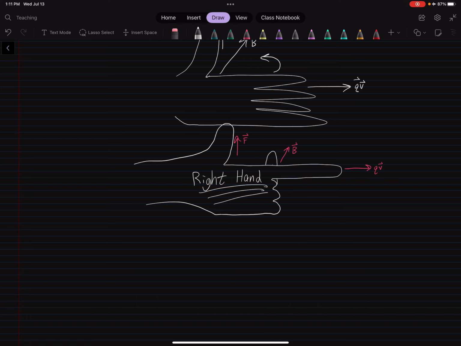Put your pointer finger in the direction of current as described on this page, and your middle finger in the direction into the page in the direction of the B field, the magnetic field. And if you were using your left hand, the force vector that results tells you that it would be down to the bottom of the page, which is incorrect. So your right hand gives the correct directions.